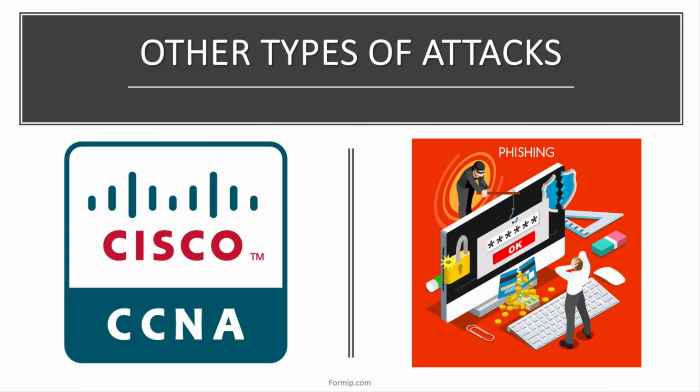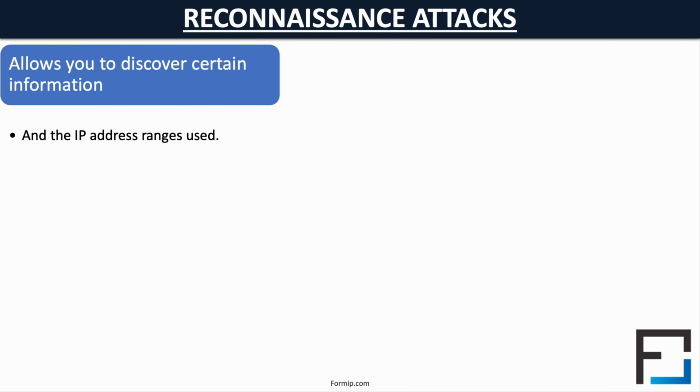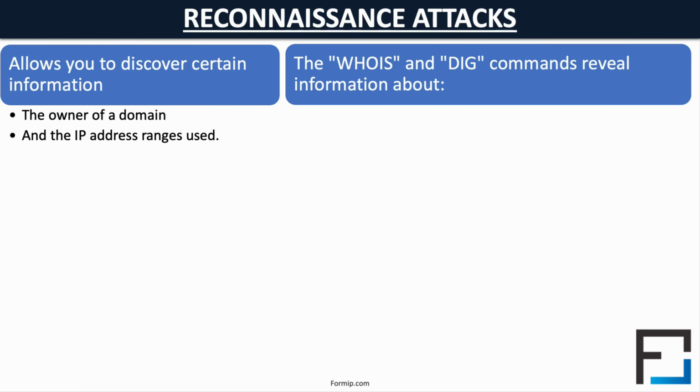When a malicious person intends to launch an attack on a target, this person could first try to identify certain vulnerabilities in order to carry out an even more effective attack. This is called a reconnaissance attack. In this type of attack, the attacker can use certain tools to discover certain information such as the owner of a domain and the IP address ranges that are used there.